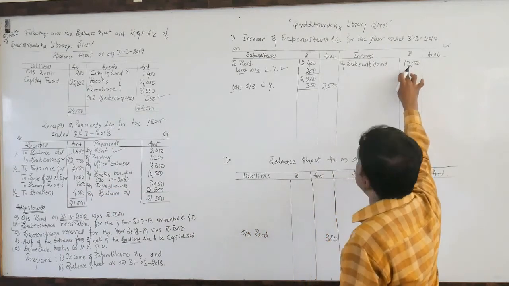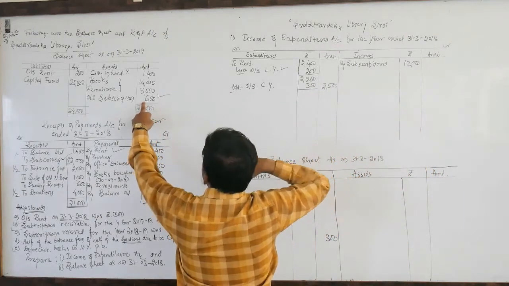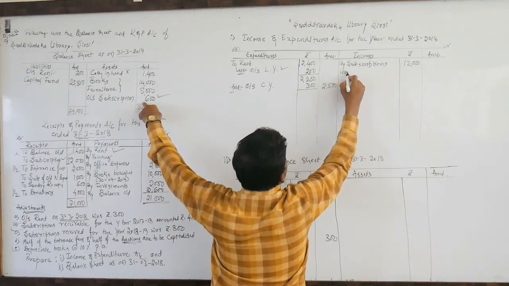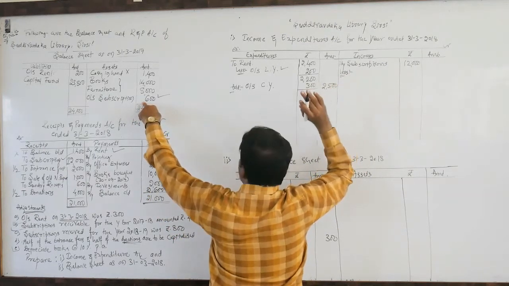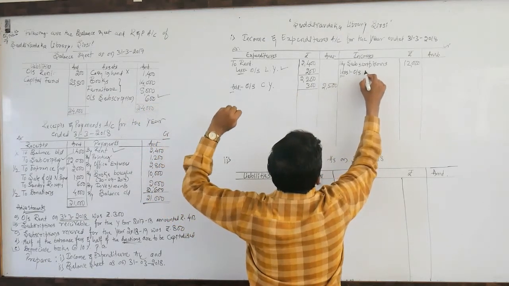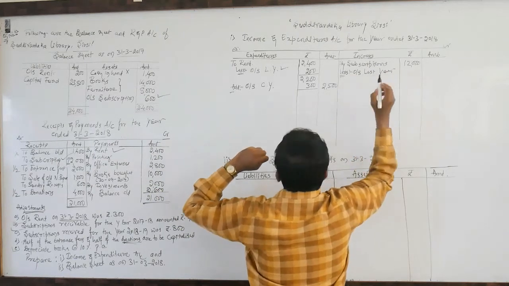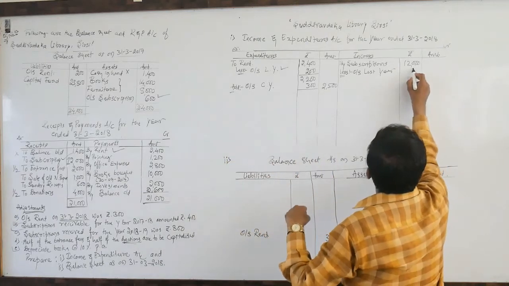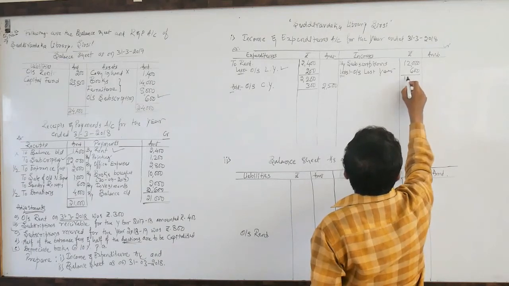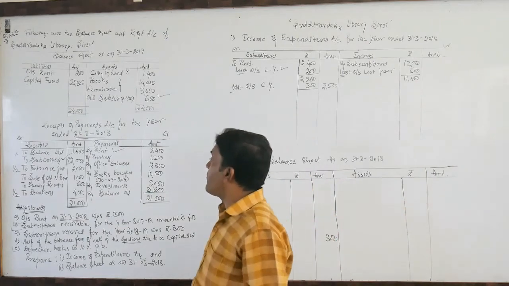This entire amount is not for the current year. Why? Because the outstanding subscription for the last year was rupees 600. That is the reason we need to deduct. It is a link item. It is to be recorded only once. Less outstanding last year, how much? 600. So instead of 12,000, now only 11,400 is to be treated as subscription received for the current year.